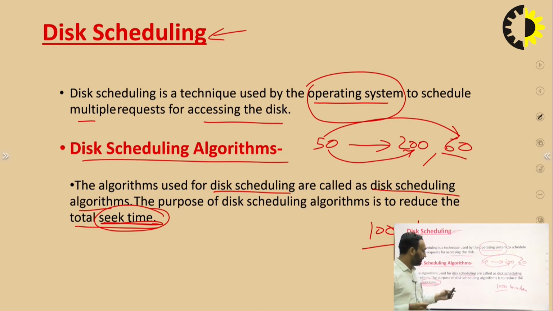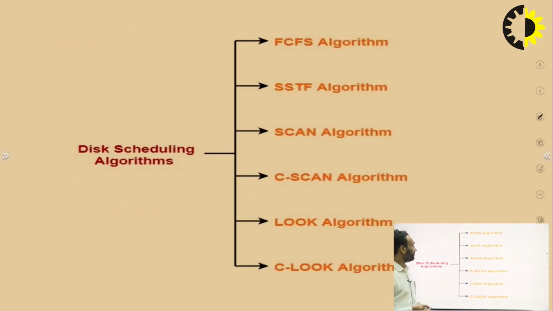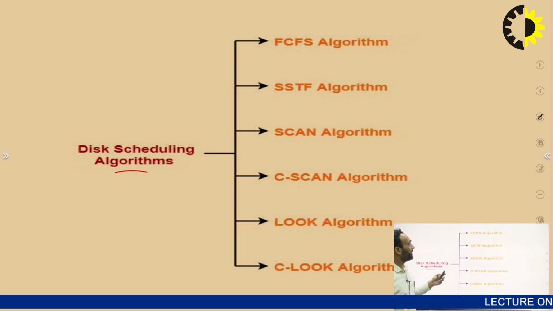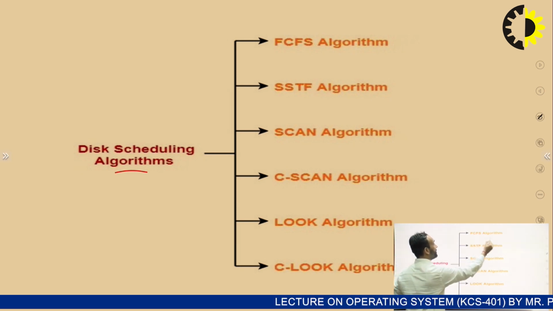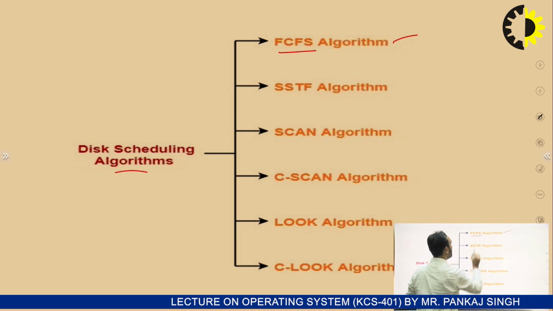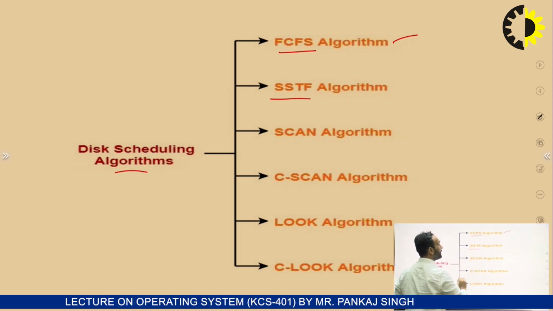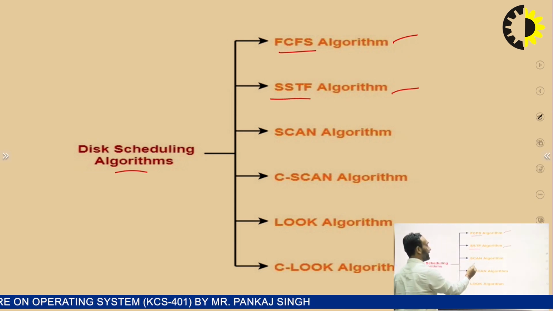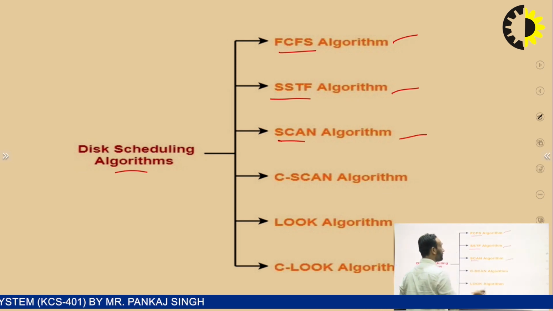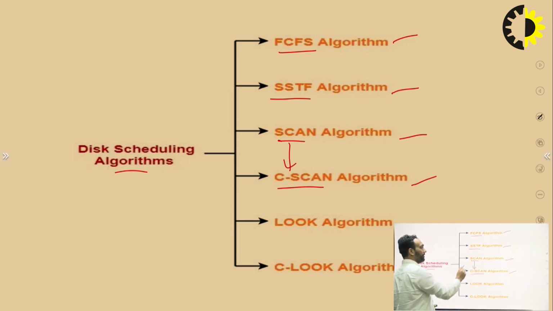First of all, let us see how many types of disk scheduling algorithms we use in this method. As on the screen, disk scheduling algorithms are divided into 5 categories. First one is FCFS, first come first serve algorithm. Second is the shortest seek time first algorithm. Third is the scan algorithm. Fourth is the C-scan algorithm, which is just an extension of the scan algorithm.